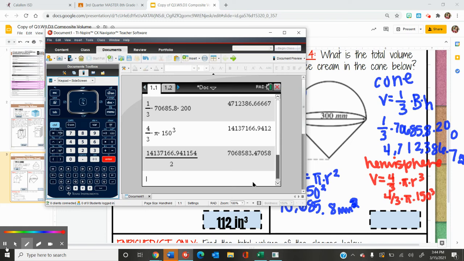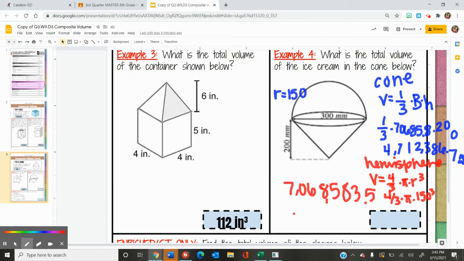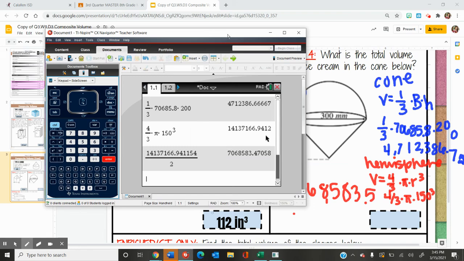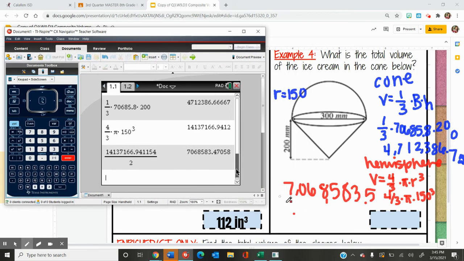So let me go ahead and write that down very quickly. I ran out of room over here, so I just wrote this to the side. So now my last step is to just simply add both of the volumes of the cone and the hemisphere together. So in my calculator, I am going to add 7,068,583.5 plus this number over here, which is 4,712,386.7.